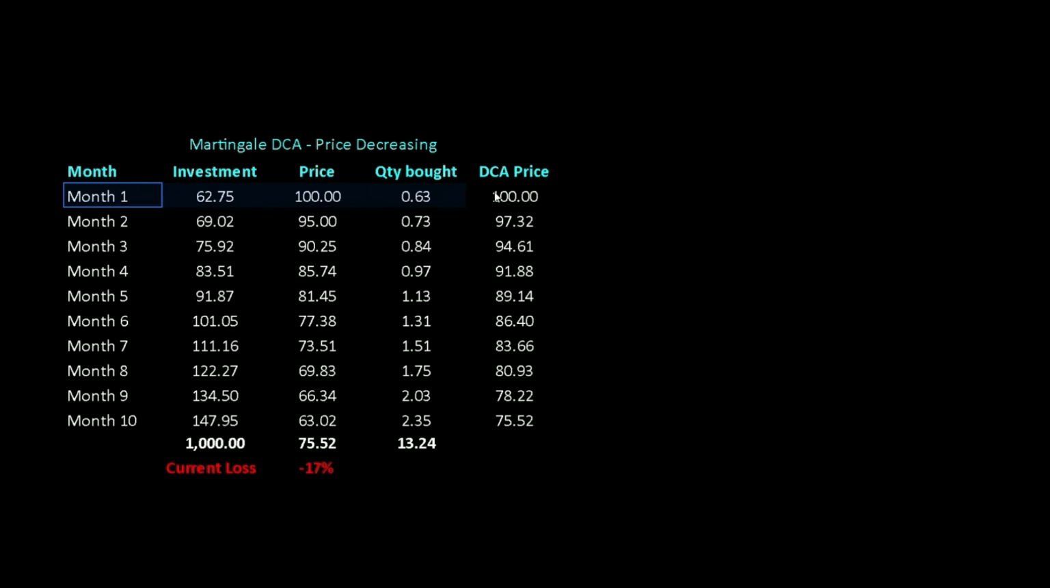Again, if we would have invested $1,000 at the start of month 1, today we would have been 37% down. So you can see the benefit of Martingale strategy, that you're able to take benefit of declining prices.